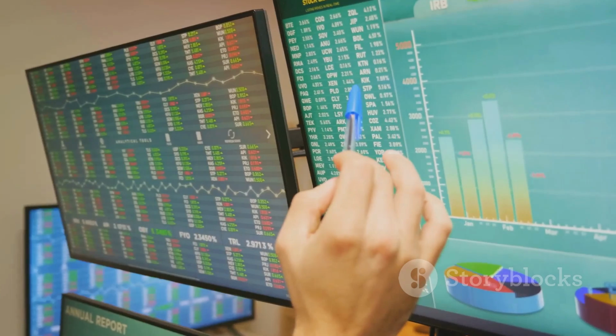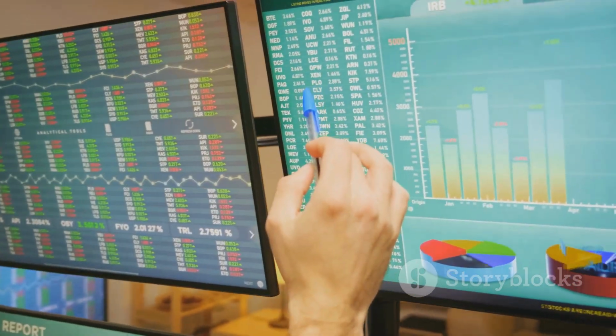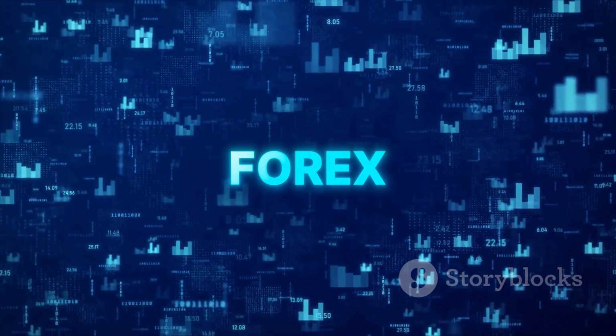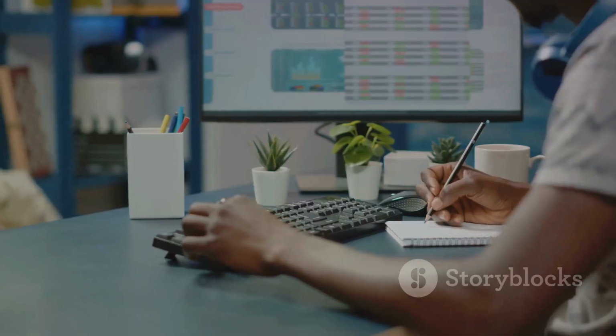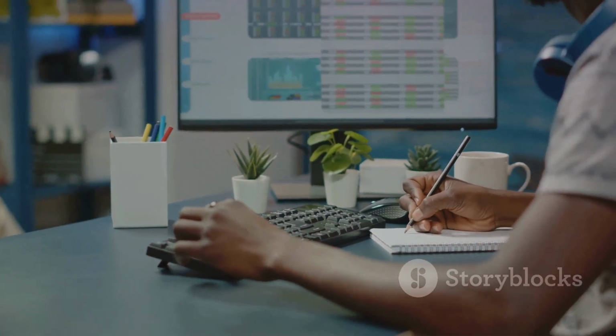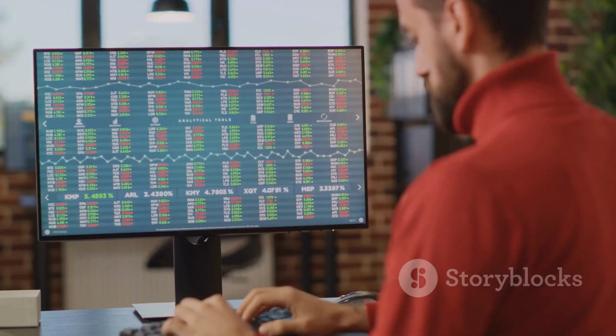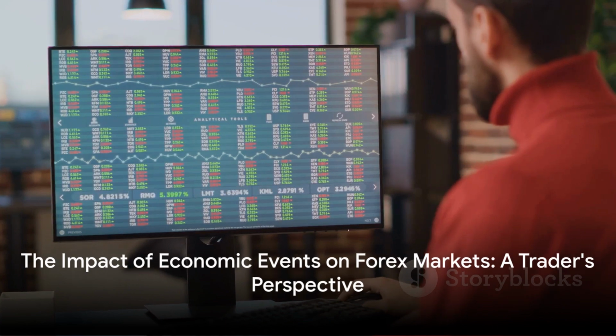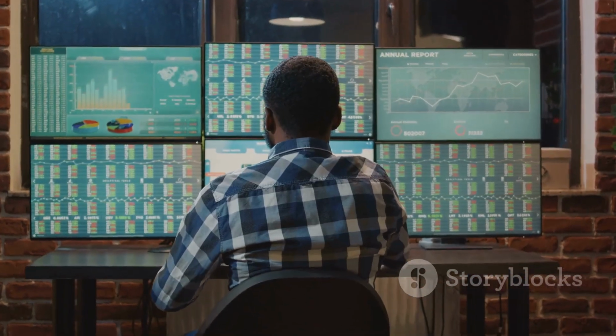So, next time you're eyeing those currency charts, remember, they're not just numbers. They're a story, a narrative of economic events shaping the world of Forex trading. Stay sharp, stay informed, and you might just master the art of Forex trading. And there you have it, the impact of economic events on Forex markets from a trader's perspective.